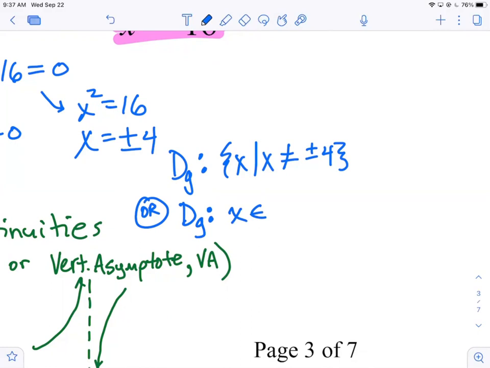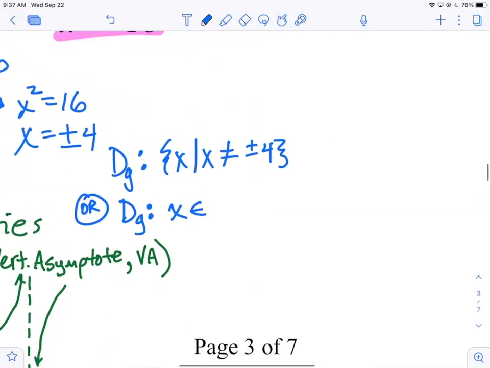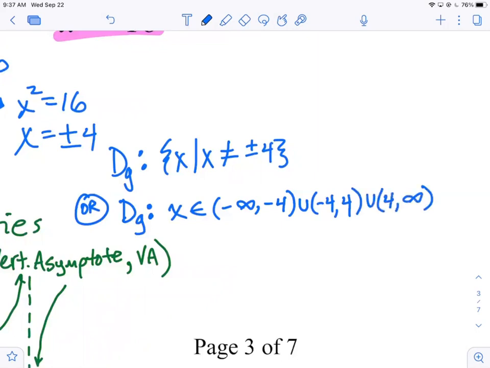And now, where do we start? Negative infinity with the parenthesis. And we cruise all the way up until -4. And then like a cow patty, we step over it. Parenthesis, union, parenthesis, -4. And then we cruise all the way up to 4. Step over the next cow patty. And then we cruise to infinity. Boom. Either one of those. Doesn't really matter which one.